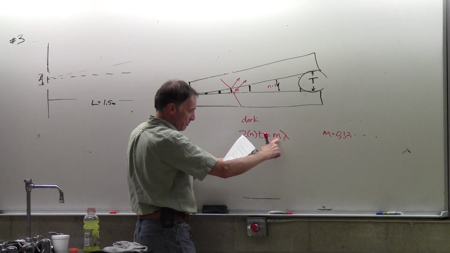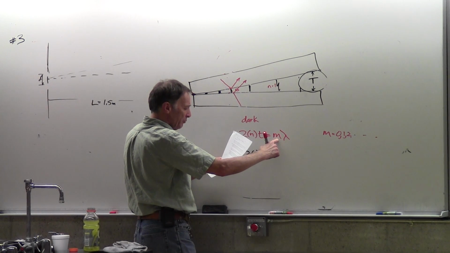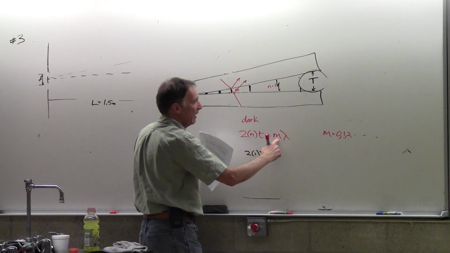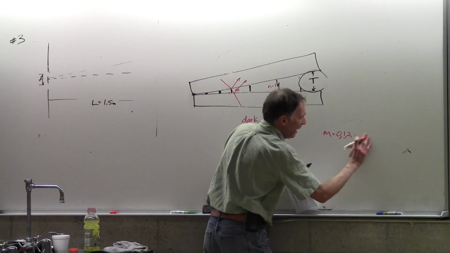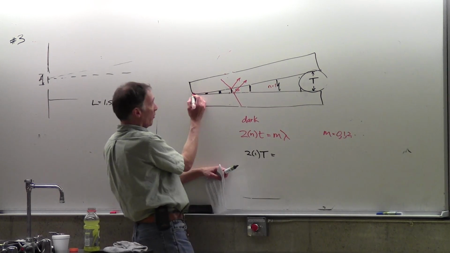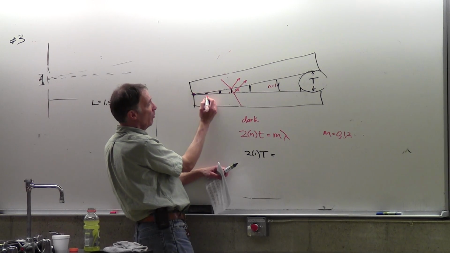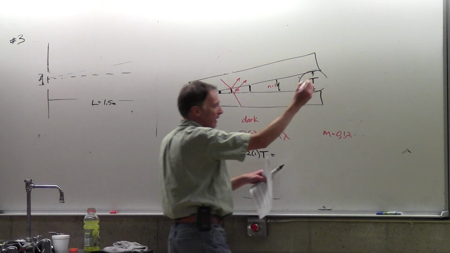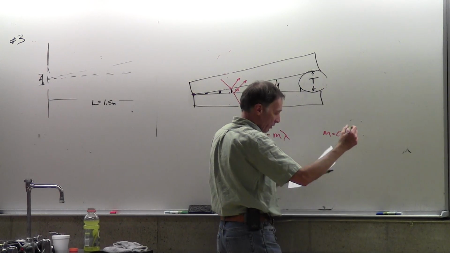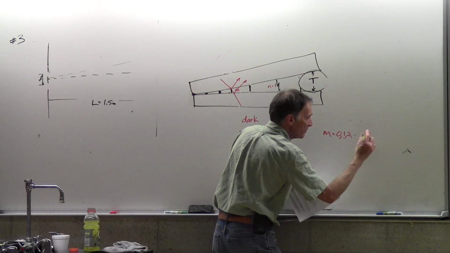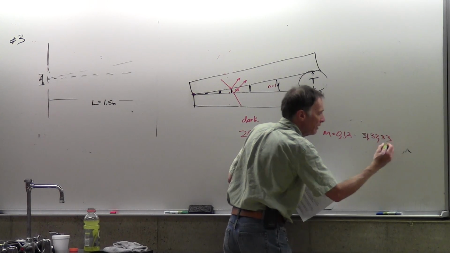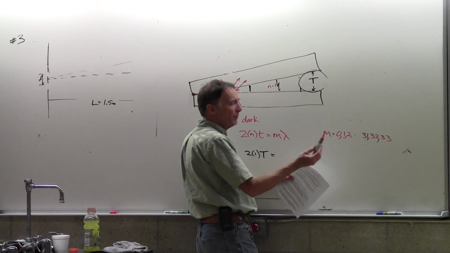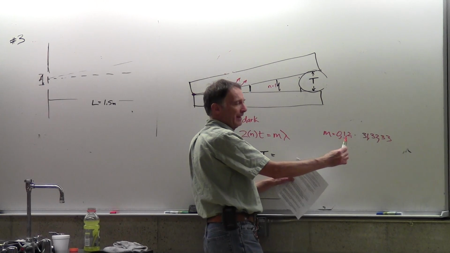The M corresponds to 33 dark fringes. Now, if we're going to count these things, we're going to start at 0 for the very first one. Then it's going to be 1, 2, 3, 4, 5, and we're going to count them all the way up to 33. So there's going to be 31, 32, 33. Now, if I want to do 33 fringes, you've got to watch how you count.